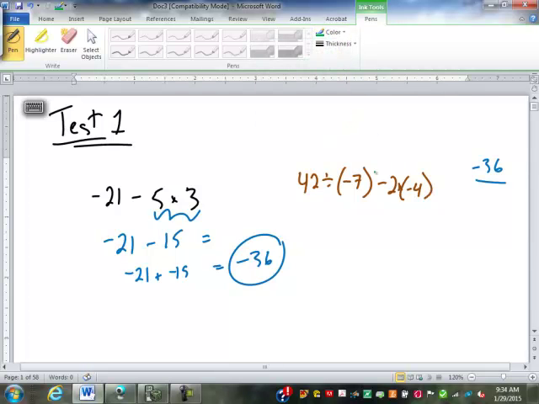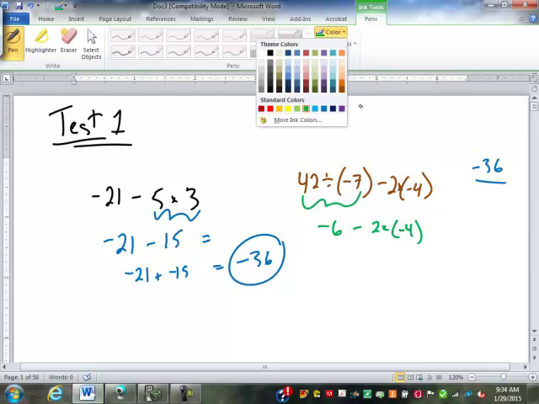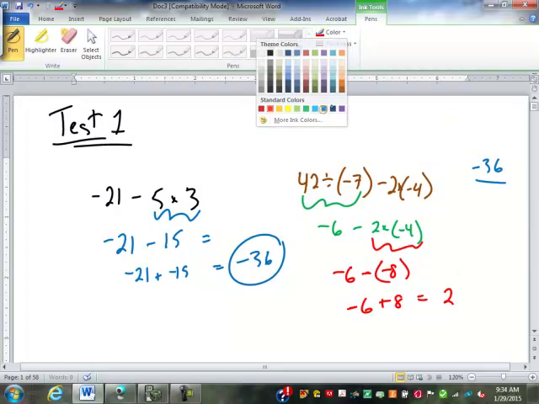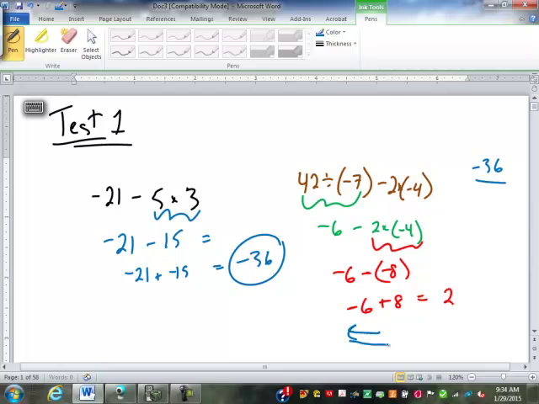So again, we do the multiplication and division. We're going to start out: 42 divided by negative 7 is negative 6. And we're going to do 2 times negative 4, which is a negative 8. So this is a negative 6 minus a negative 8, which becomes a negative 6 plus 8, or 2. Because minus a negative 8. So this is a 2 on bottom. And negative 36 divided by 2 is a negative 18.